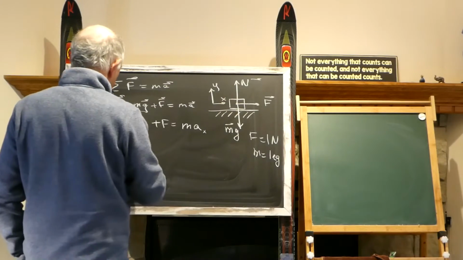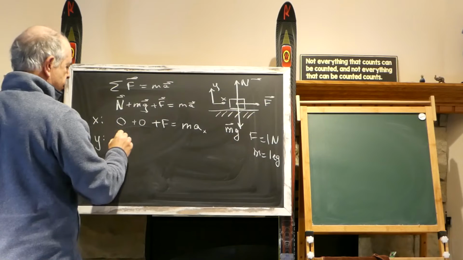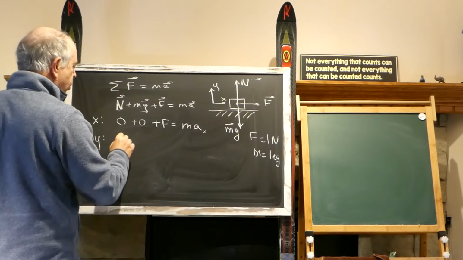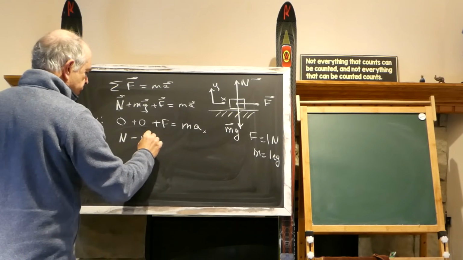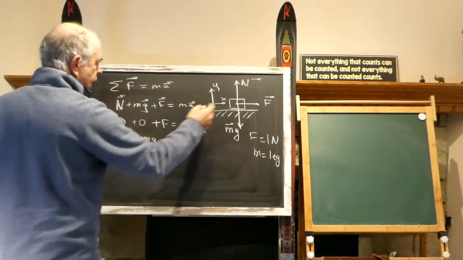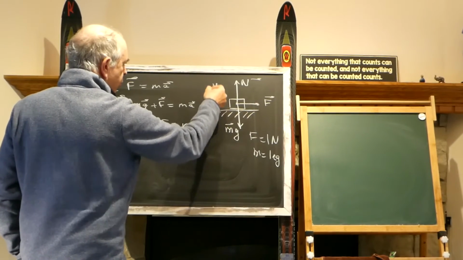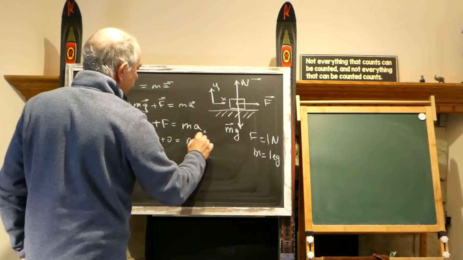Y. Why do we have N? I'm looking at this vector equation. The projection of N on y is N because it's going up. The projection of mg on this axis: mg is down, so minus. F has no projection on y, it's perpendicular, so it's 0. Equal to m a y.